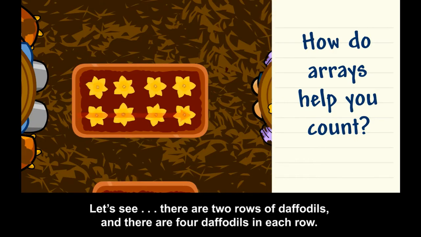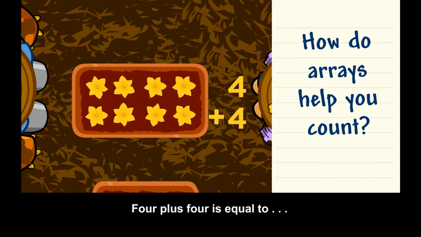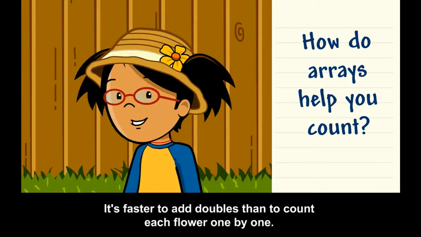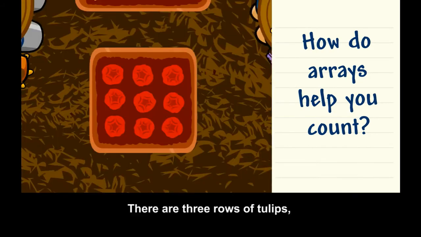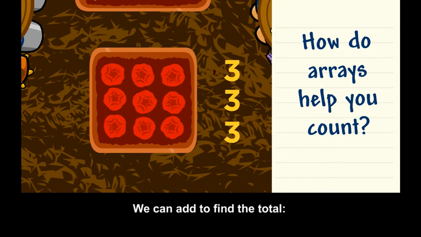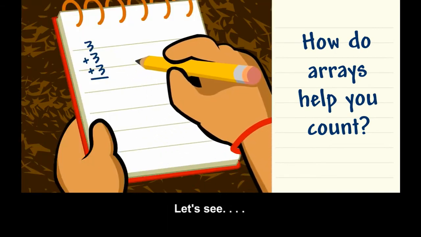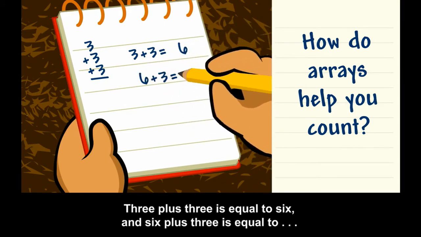There are 2 rows of daffodils, and there are 4 daffodils in each row. You can write a number sentence to find the total number of daffodils. 4 plus 4 is equal to 8. There are 8 daffodils. It's faster to add doubles than to count each flower one by one. There are 3 rows of tulips, and there are 3 tulips in each row. We can add to find the total. 3 plus 3 plus 3. Let's see. 3 plus 3 is equal to 6, and 6 plus 3 is equal to 9.